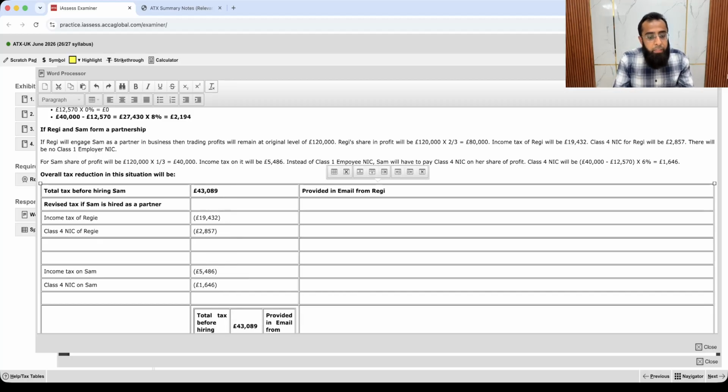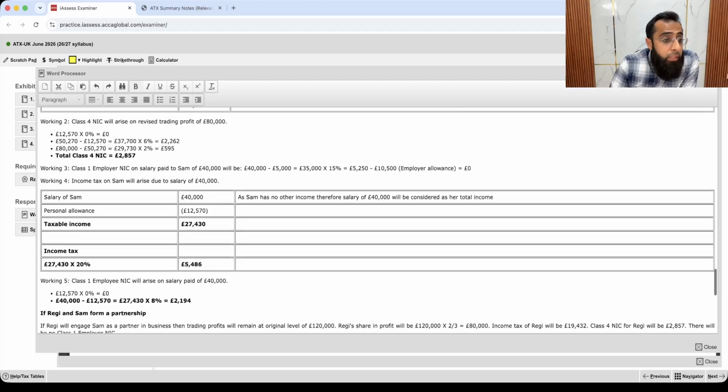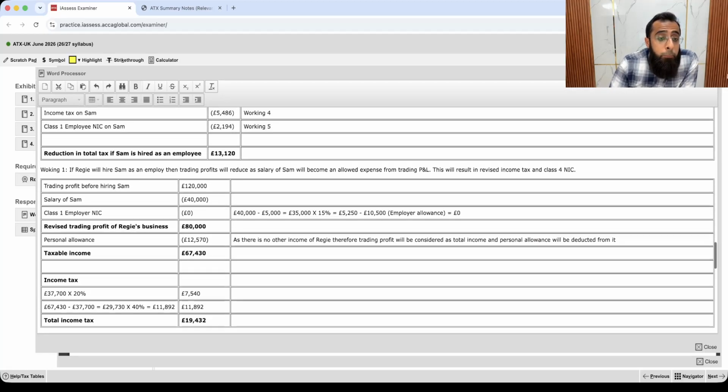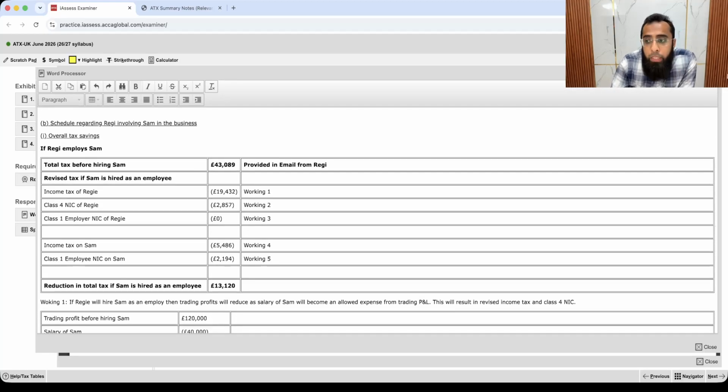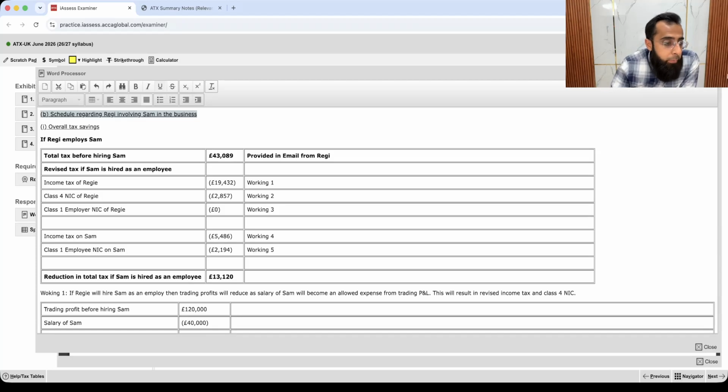Sir, will you repeat the things? Yes, I will repeat it. The pound sign needs to be copied again. 13668. See, if you look at this answer, it was more about analyzing the requirement. It was more an analysis requirement rather than a taxation requirement. Schedule regarding Regi involving Sam in the business. What will be the overall tax saving? If we employ Sam, okay, our total tax before engaging Sam was 43089.